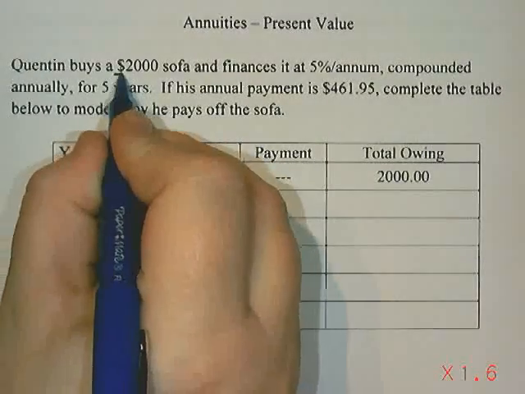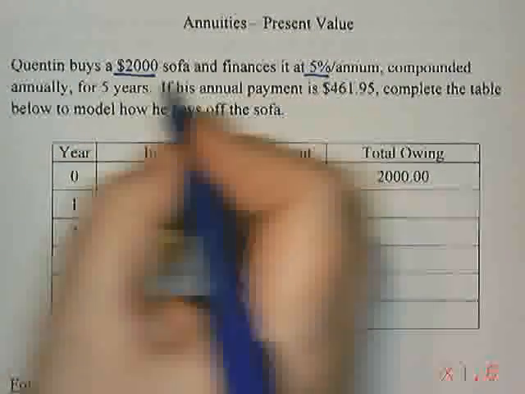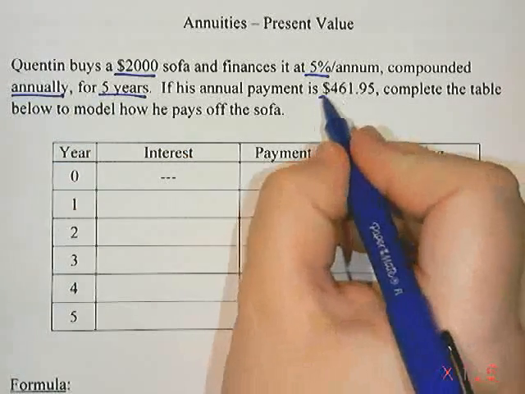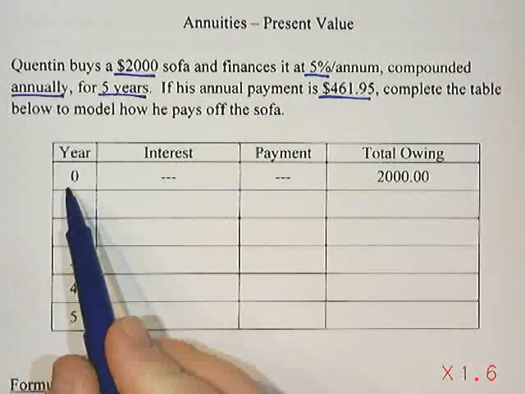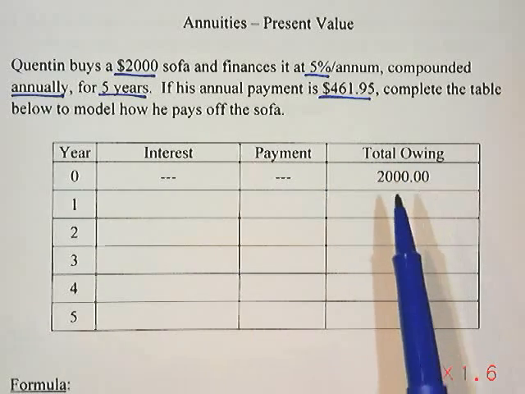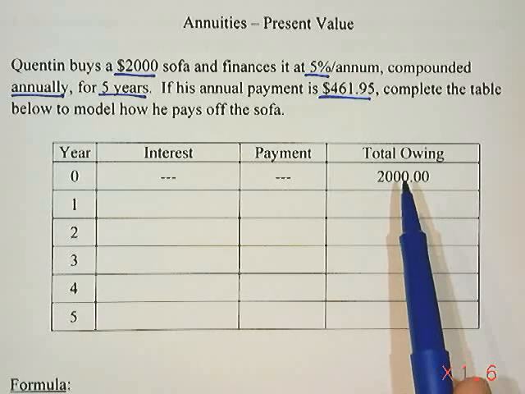So, important things: the sofa is $2,000, it's 5%, it's being compounded one time a year, we're doing it for 5 years, and his payment is going to be $461.95. We're going to use the table to model how the annuity works, and then we'll talk about a formula. In year 0, Quentin walked into the store and signed away his life to buy a sofa for $2,000. He didn't have the money all at once, so he financed it instead.